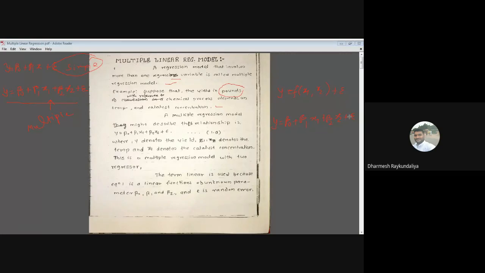Here the assumption says that epsilon is normally distributed and independent with mean 0 and variance sigma epsilon square. Second, x1 and x2 are independent. That means there is no collinearity among x1, x2. There is a concept of collinearity and multicollinearity that we will see later. Further, epsilon and y are also independently distributed.